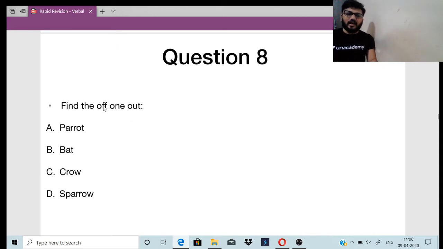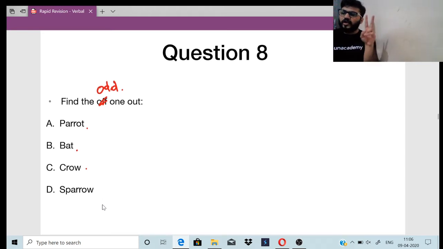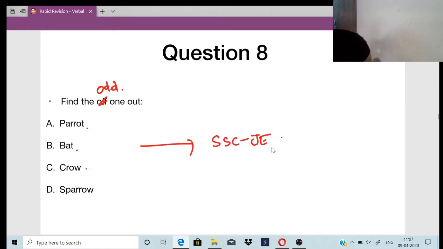Chalo. Find the odd one out: parrot, bat, crow, sparrow. Which is the odd one out here? So, we are moving to another type of question now. We did two types of questions till now, 8 questions, 4 in each. So, this is another type. Subhijit and other people who have seen the previous year SSC questions might know this. These are the questions you will be getting in SSC JEE.